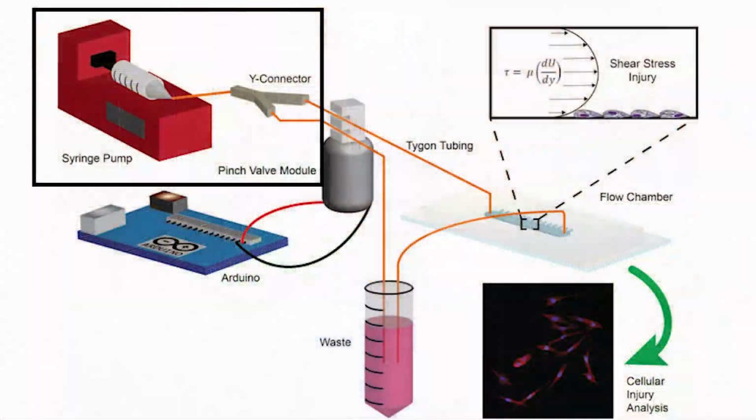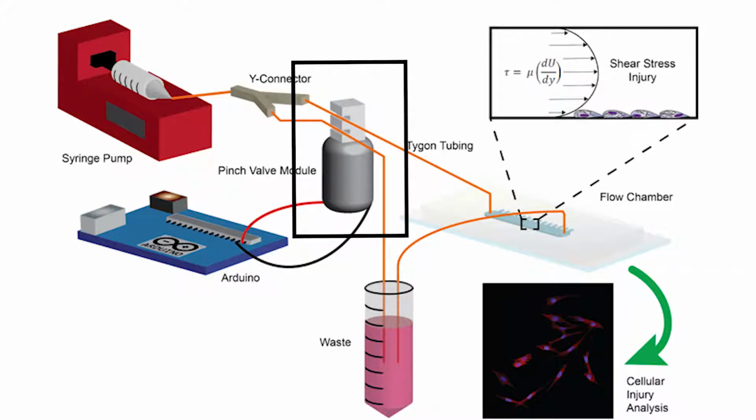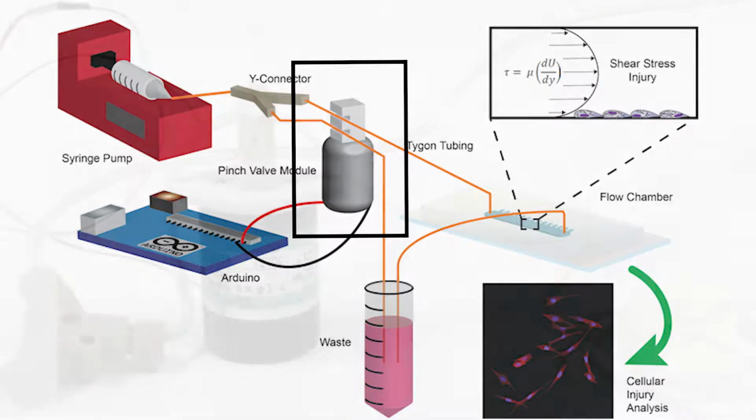time. A syringe pump pushes media in controlled rates through a Y connector. A pinch valve closes the tube leading to the chamber by default. To injure, the Arduino microcontroller signals the pinch valve to pinch down on the waste tube, closing it and redirecting the flow into our chamber and injuring the cells.